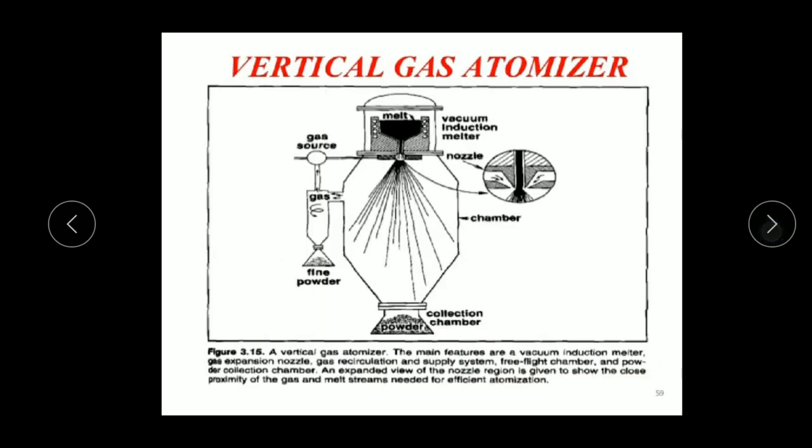And hope you understand. Just look at the figure, dear students. This is the vertical gas atomization. A vertical gas atomizer. The main features are the vacuum induction melter, gas expansion nozzle, gas recirculation and supply system, the feed lock chamber and a powder collection chamber. An expanded view of the nozzle region is given to show the close proximity of the gas and melt streams needed for efficient atomization. This is the vertical type of gas atomization. The working principle is the same as we discussed earlier.